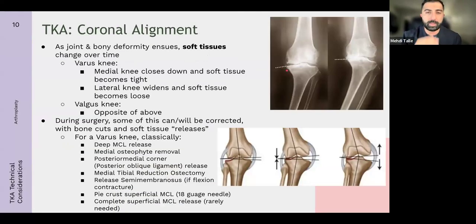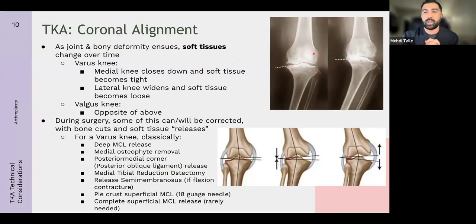So coronal alignment, when we talk about varus and valgus alignment of knees, you have to first appreciate that as the joint and bony deformity progress over time, the soft tissues actually change as well to accommodate this. So with a varus knee, which is demonstrated in these x-rays here, the medial knee is starting to close down and the soft tissues on this space become tight. Conversely, the lateral sided tissues actually start to loosen up.